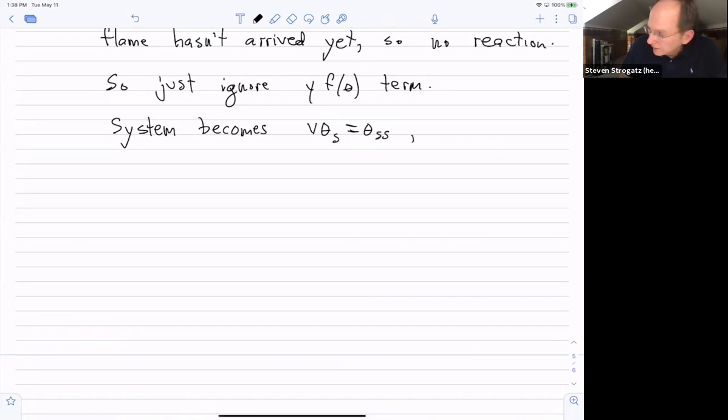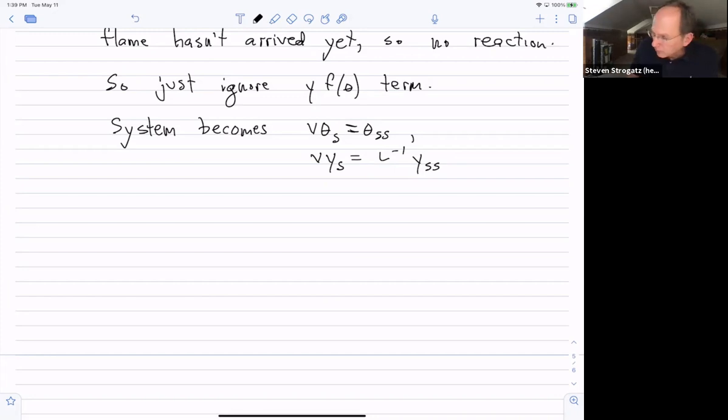And V Y S is L inverse Y SS. Notice, by the way, that they've uncoupled, right? There's no coupling between theta and Y anymore. Without the reaction, there isn't any. So it's just pure diffusion. And so those can be integrated easily.